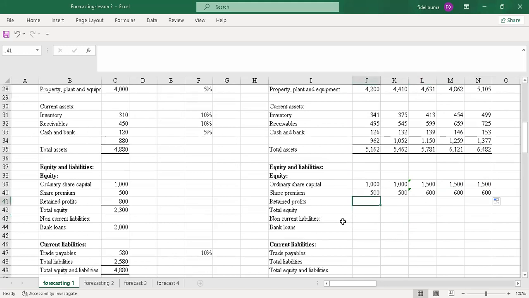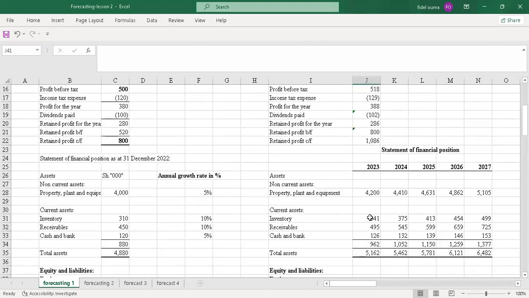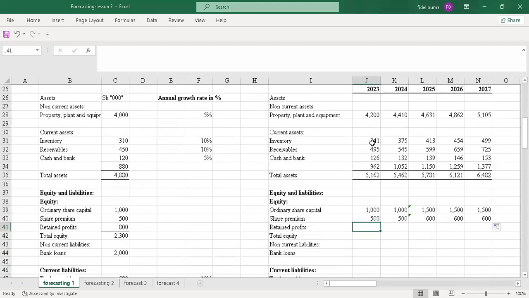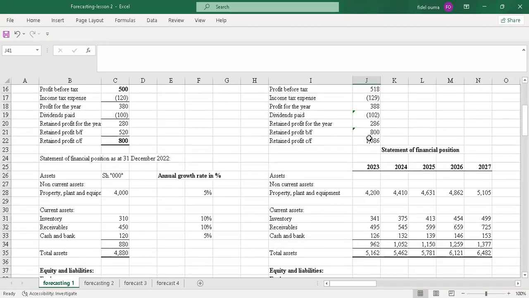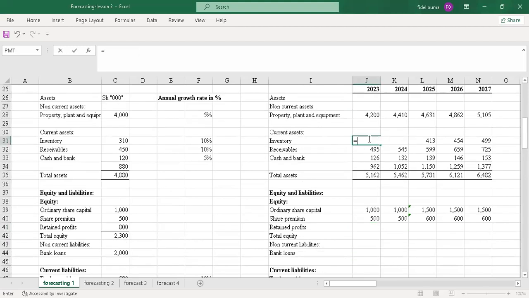That's okay. Yeah, so we'll go to retained profits, and the retained profit for 2023, it's already here. What was carried forward? It's already here. I've calculated it. So I just come here and say equals to. Sorry. Let me undo that. So it's okay. So I'm back to 600. Then I just drag. Yeah. So the values are okay now.